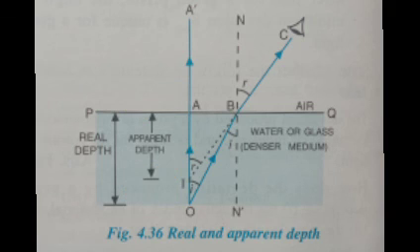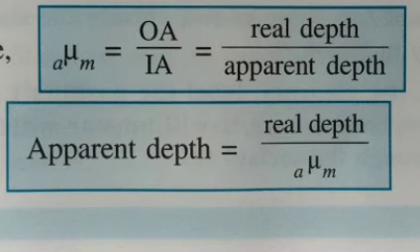Now the relation between refractive index and this depth is: refractive index a mu m is equal to OA, which is the real depth, divided by IA, which is the apparent depth. This ratio is equal to the refractive index of that medium. Now to find the apparent depth, this will be equal to real depth divided by the refractive index of the medium or of that liquid.